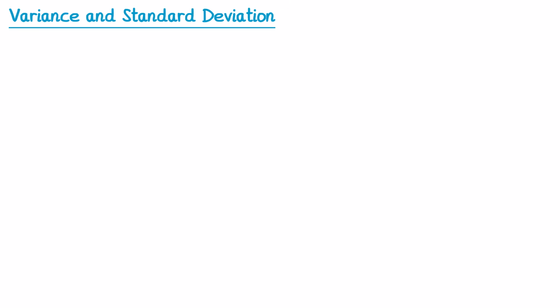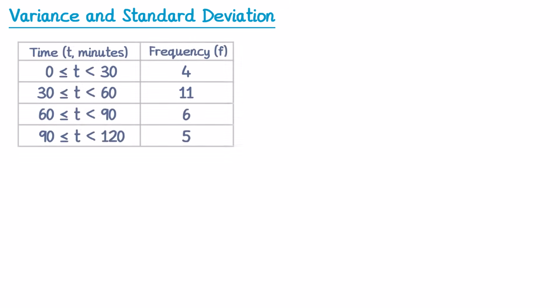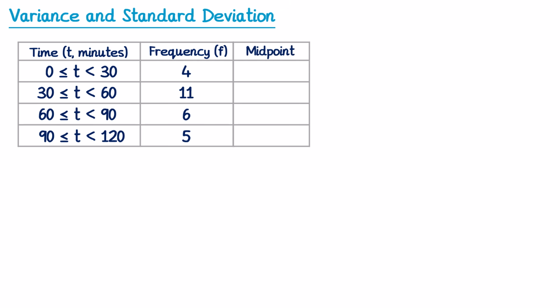You also need to be able to do this if the data is in a grouped frequency table, like this one here. The way we do this is replace the x values, or in this case the t values, with the midpoint of the interval. So we add a midpoint column, and the midpoint of 0 to 30 is 15, the midpoint of 30 to 60 is 45, and then we have 75 and 105.